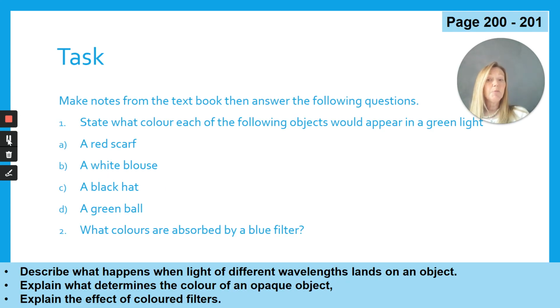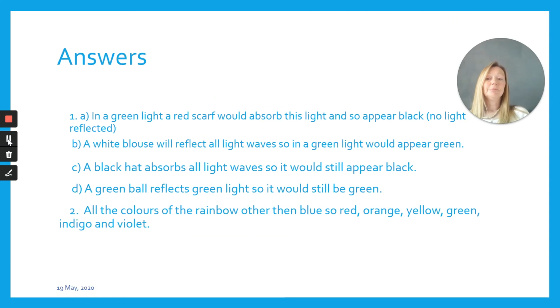So if you pause the video now and have a little go at these questions and think about the objects and how they would appear if we used a green filter. So if we only had green light going onto these objects, what would they look like? And then question 2 is just to say, what are the colours that are absorbed by a blue filter? Hopefully there was no cheating going on there.